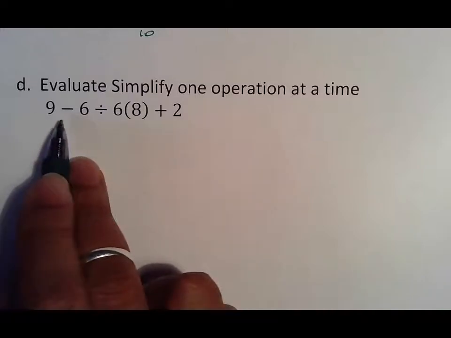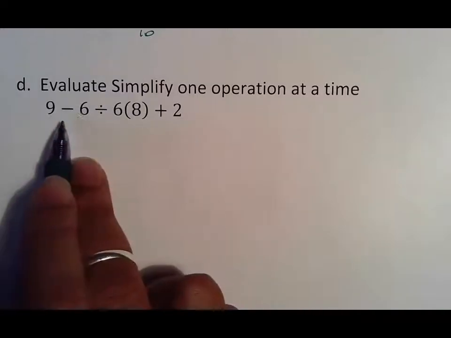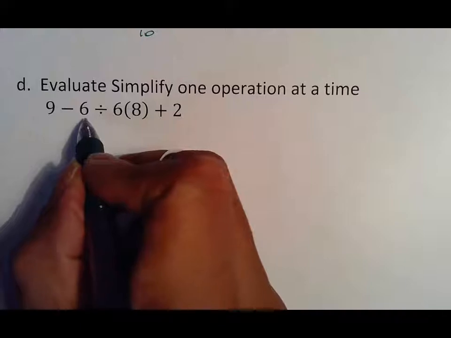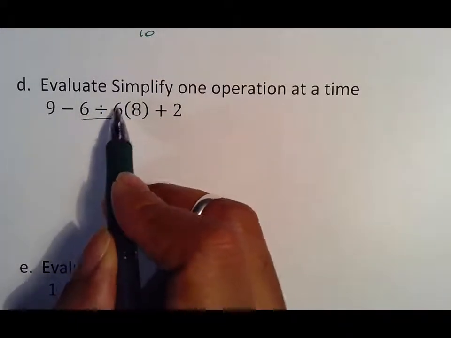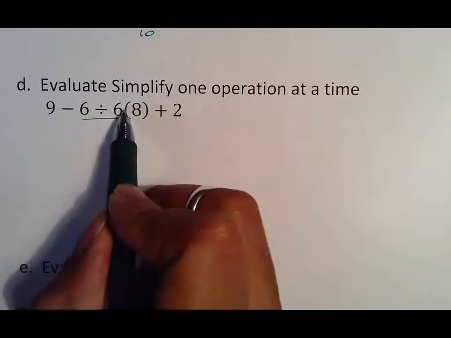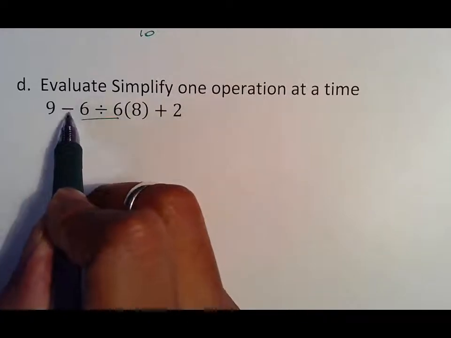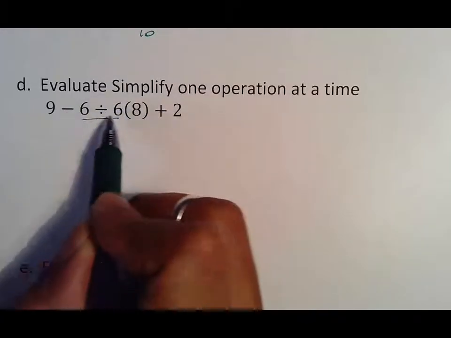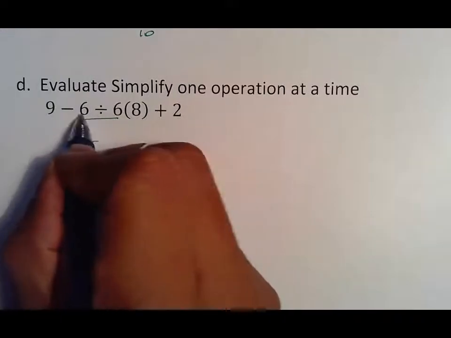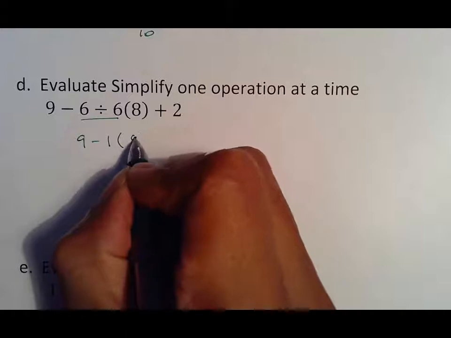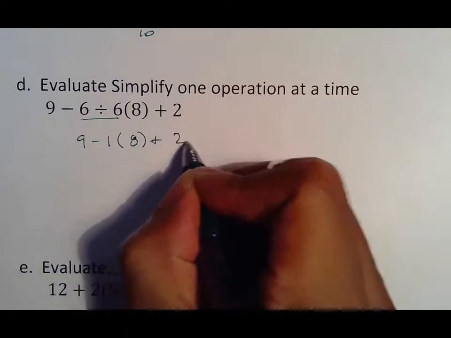Here, let's see, no administrators, no exponents, but we do have the first teacher, which is division. Again, what a lot of people think is that that's parentheses, so you do 6 times 8. No, that's multiplication. Remember, that is subtraction, division, multiplication, addition. Division is the first teacher in line, so write your 9 and your minus. 6 divided by 6 is 1. Copy your parentheses 8 and plus 2.